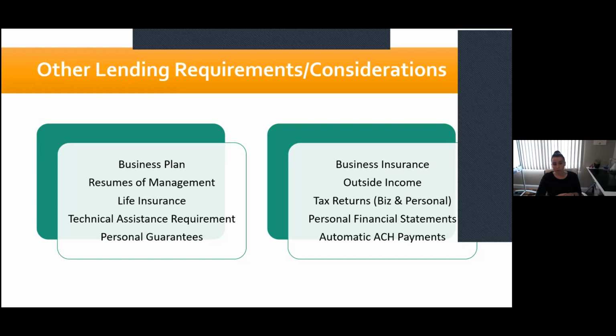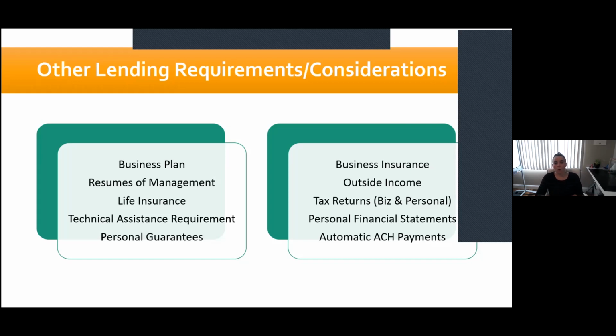Sometimes there's a technical assistance requirement that you'll work with the business advising team to get your financials in order, or that after the fact you'll work with the team of business advisors to make sure that you're staying on track with your finances. Personal guarantees, again, where you as a person would guarantee your business loan. You're almost always going to have business insurance, general liability insurance. If you're purchasing any kind of equipment or you're purchasing a building, you'll need to have insurance on that as well.